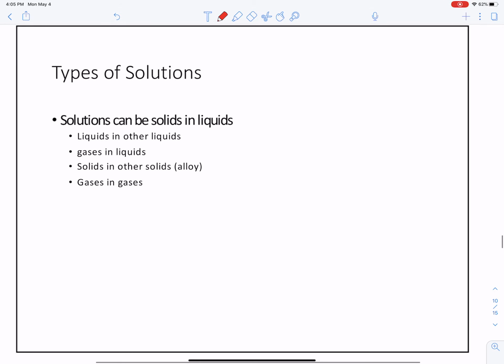There are other types of solutions. You can have liquids dissolved in liquids, right? Like I just said, the vinegar and alcohol. You can have gases dissolved in liquids. This is like carbonation.